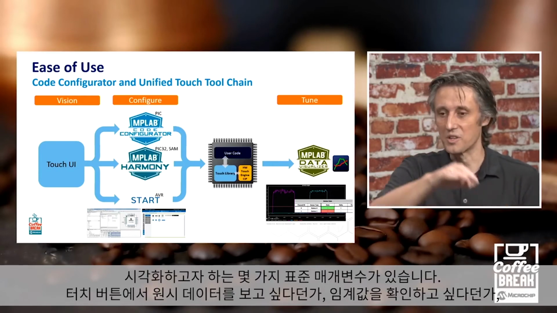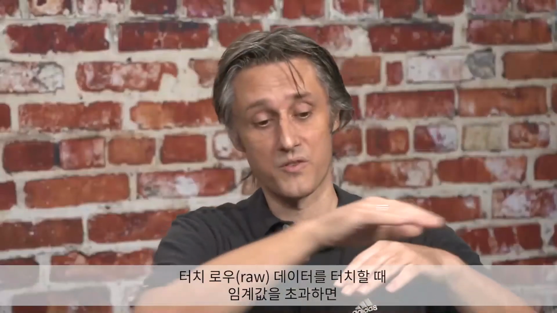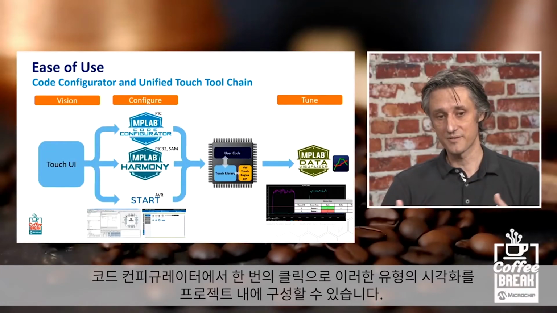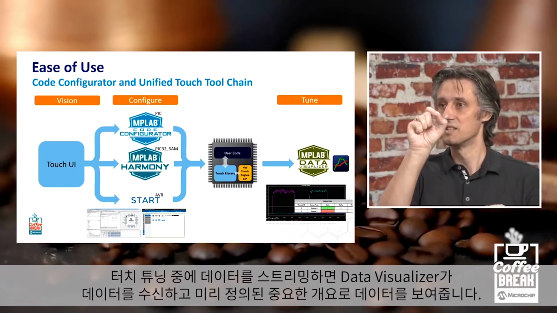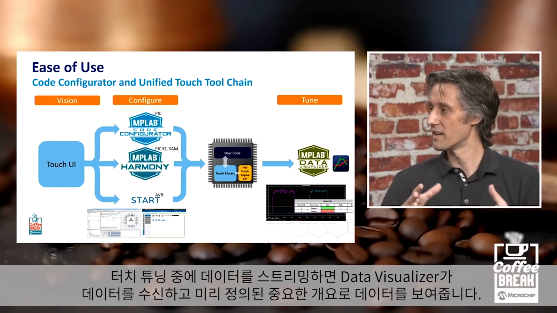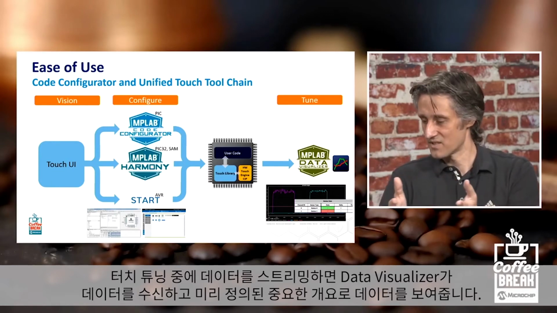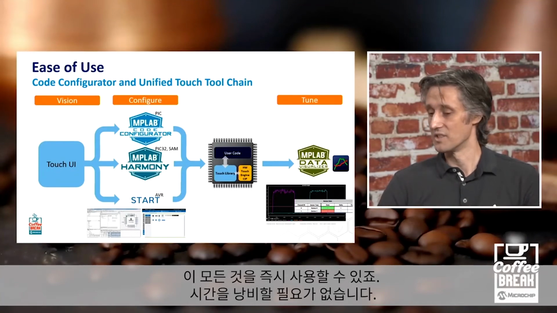So I want to see the raw data out of my touch button. I want to see the threshold. I want to see that when I touch, my raw data goes above the threshold, so that noise to the signal will not get me into any type of trouble. So for that type of visualization, when you generate your touch project, there is one click you can do: I want to debug or tune my touch later on. Then we just stream out via UART all the data needed, and we give you the Data Visualizer, which visualizes all the necessary data in a nice predefined way, so you can do all of that out of the box. You don't have to spend time on it.